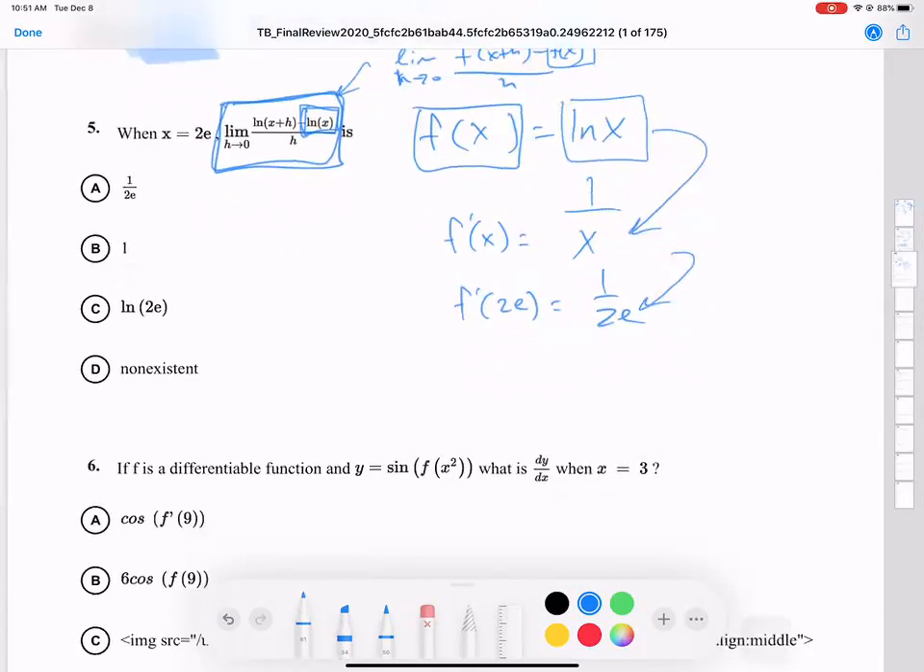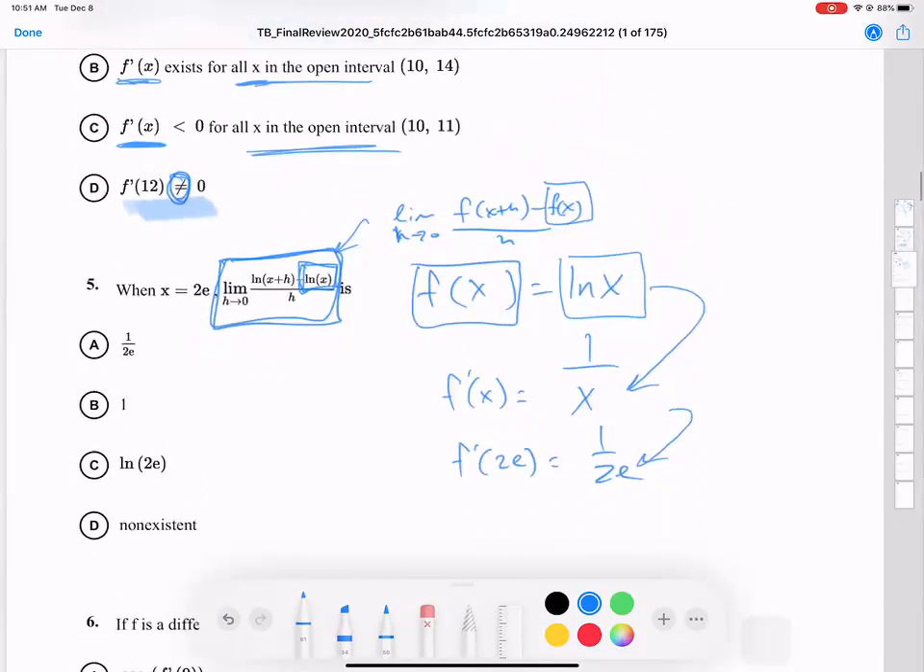Wait, can you do that again? Sure. So the trick for this kind of problem is, whenever you see this difference quotient equation, as the limit goes to 0, that's the derivative. That's just the definition of a derivative. So if you notice that, hey, that's just the definition of a derivative, that's your function. What's the derivative of that function? The derivative of ln of x is just 1 over x.